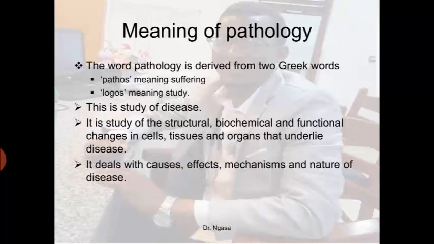the disease. Which means that when you are studying pathology, you study the changes which occur in the cells, tissues, or organs. And these changes can be structural, biochemical, or functional, and are the ones which manifest as a disease to an individual. So generally, the study of pathology deals with the causes, effects, mechanisms, and nature of a disease.